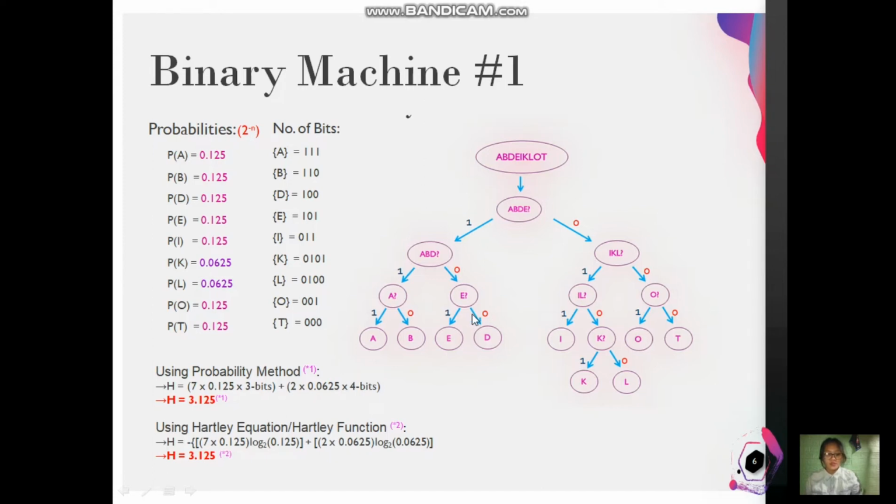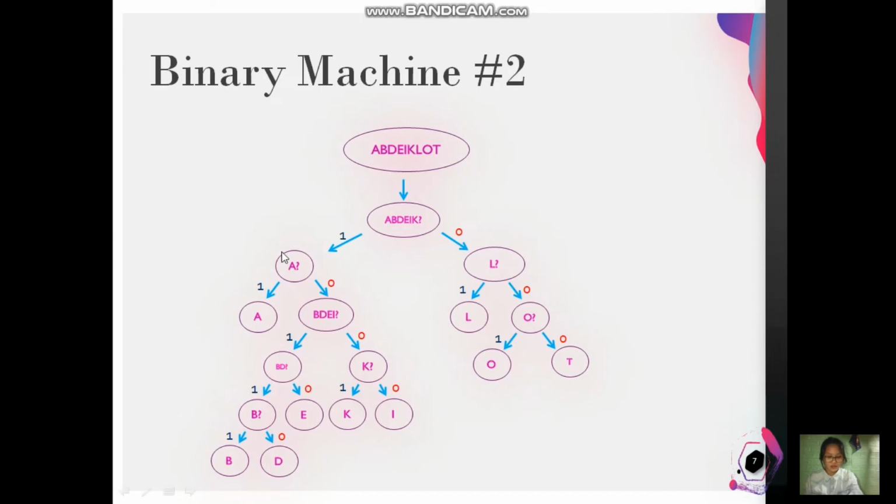Now, using the probability method in determining the entropy, we have this equation. So the answer is 3.125. Recall that in the second method, we use this formula. The answer is 3.125, the same result as the first method. Alright, we are done. Let's go over to the second binary machine I designed.